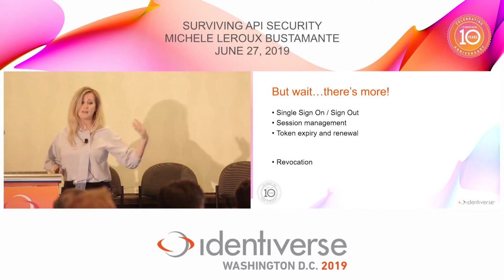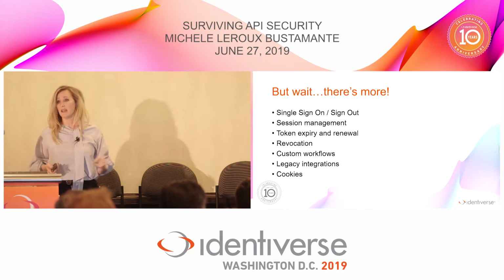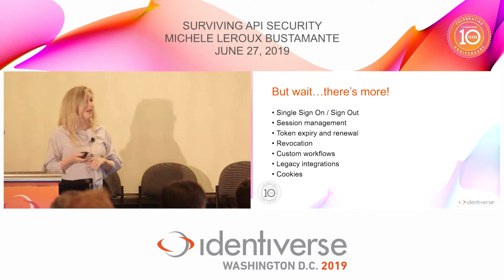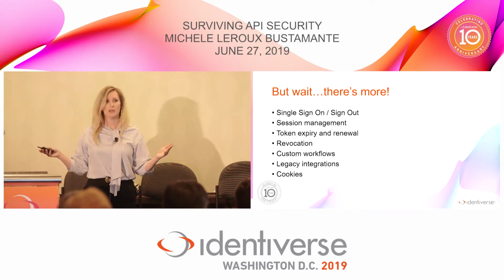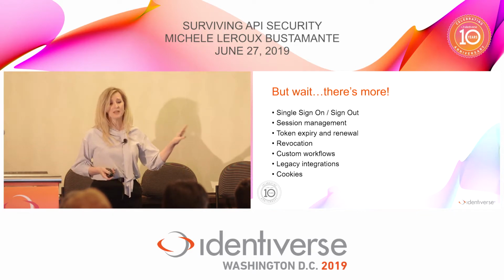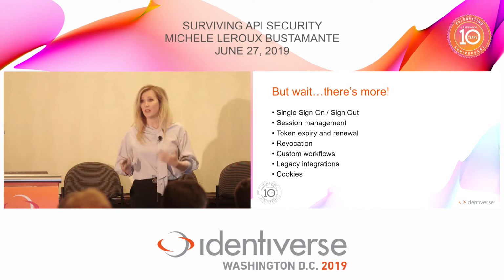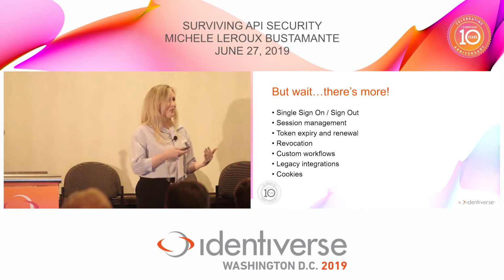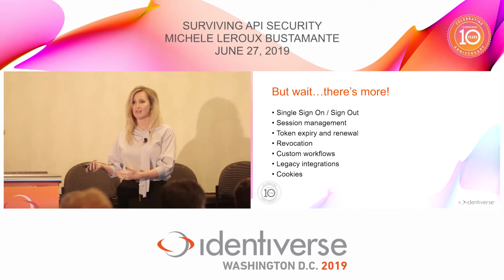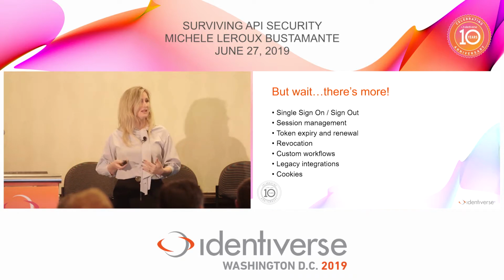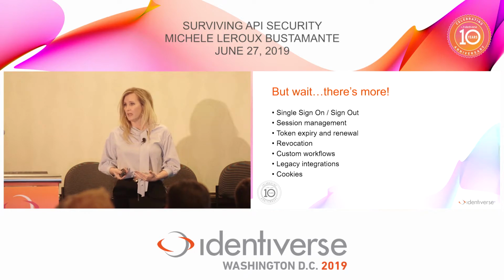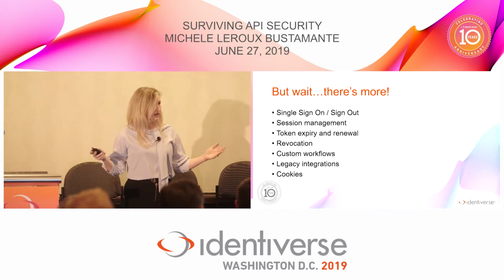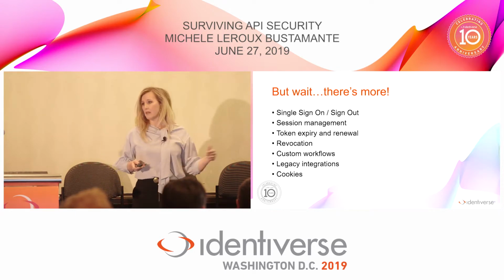So all of this plus more, right? We need to think about single sign-on. We need to think about sign-out. We need to think about, again, that holistic picture of session management. And the reason I bring this up now is to say, look, API security is as much about the protocols we use to get the access tokens that we need as it is the actual access token and validation of it, right?